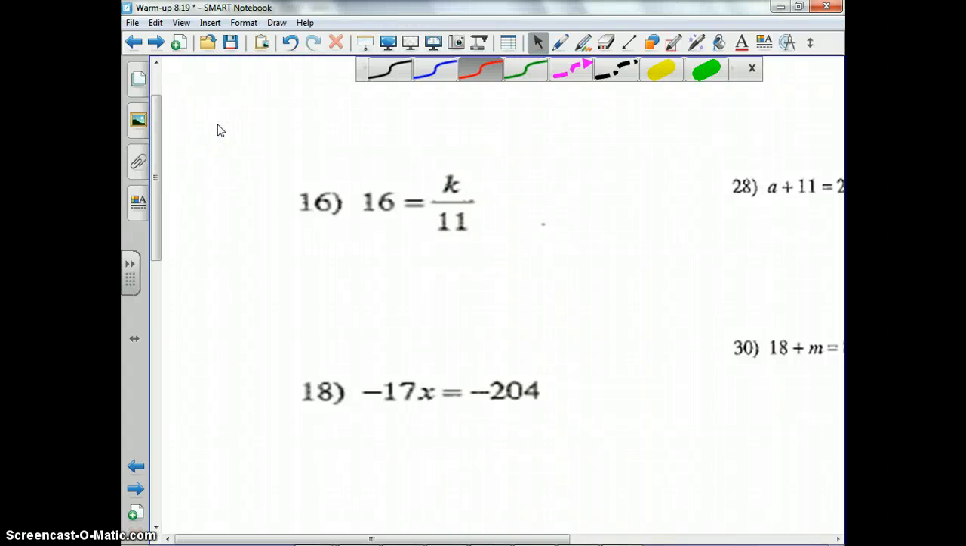This is the one-step equation sheet that you got in class today. Fifth period actually had to copy this down, so you have this numbered the same problems, they're just not printed out. Every other class had it printed out. You're just doing the evens on the side that you're seeing now. So the first problem you're doing is 16 equals k over 11.